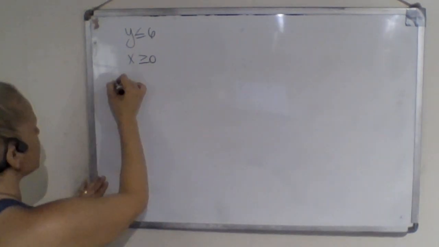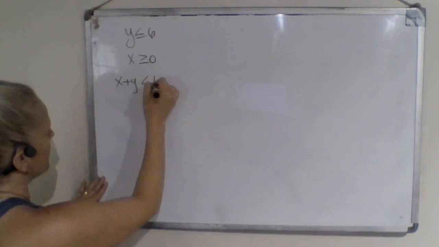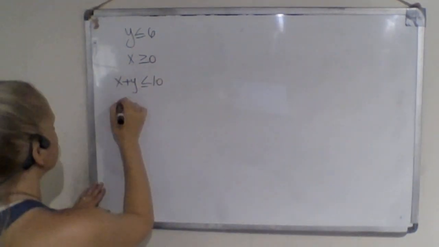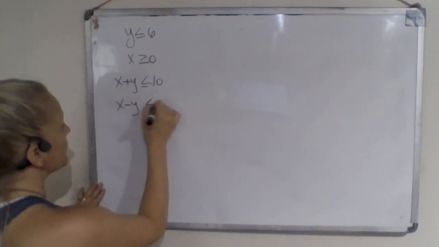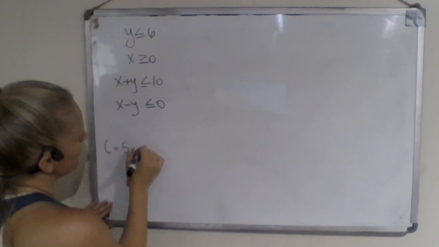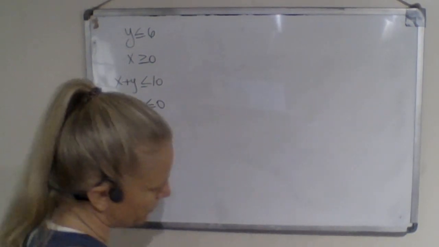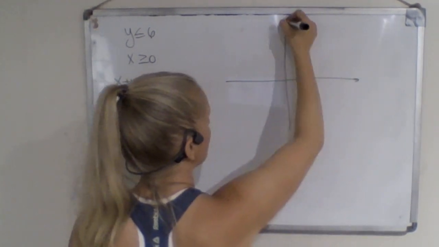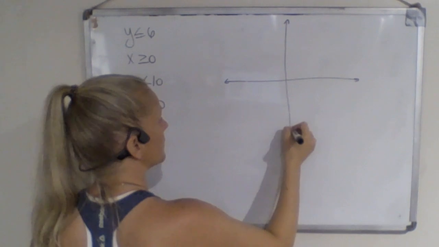X plus y less than or equal to 10, they're all equal, sorry. And then x minus y is less than or equal to 0. My function says c equals 5x plus 2y. This is the function we're working on. Let's go ahead and graph this together. I'm hoping I'm doing this right.